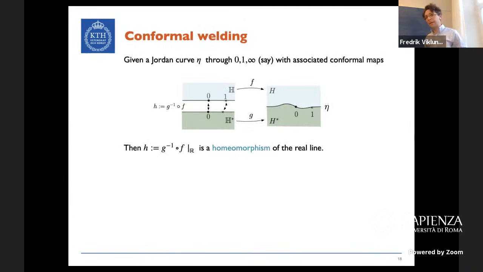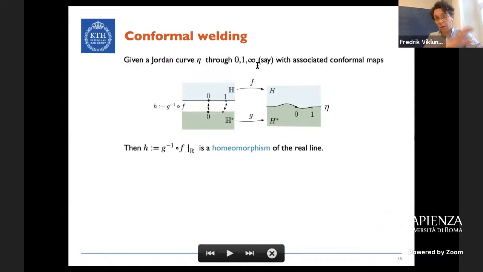So the answer is that this is possible, and this uses another sort of analytic device that is called conformal welding. So let me briefly describe this. Given a Jordan curve, let's say we normalize it so it goes through 0, 1, and infinity with conformal maps, as I described before, going from the upper and lower half planes onto these different sides of the curve.